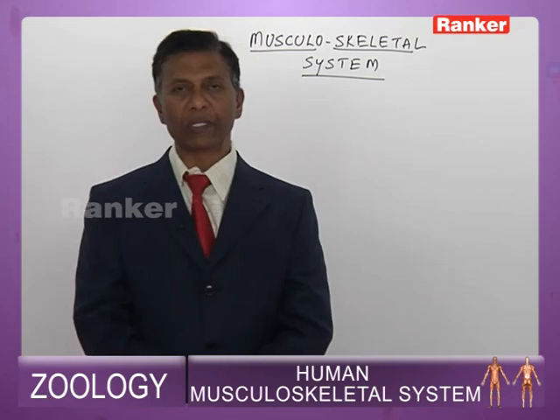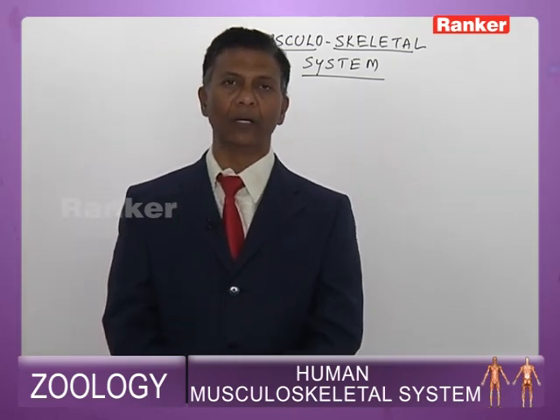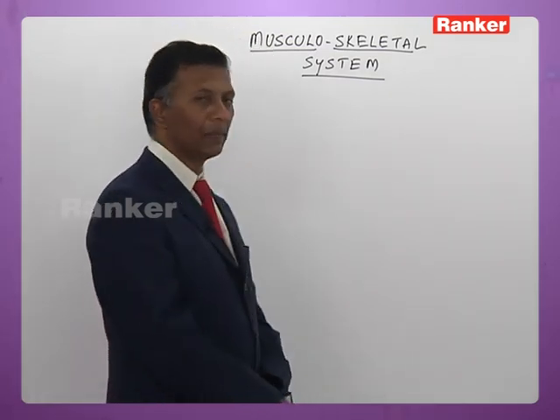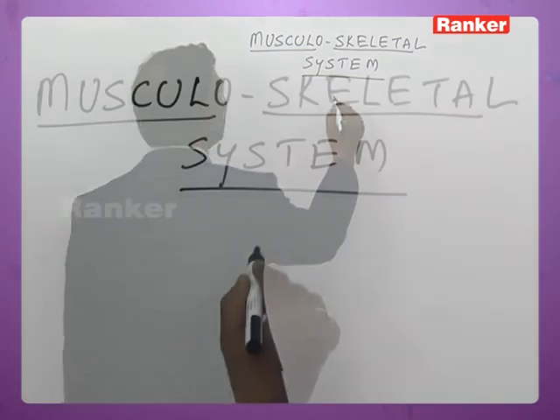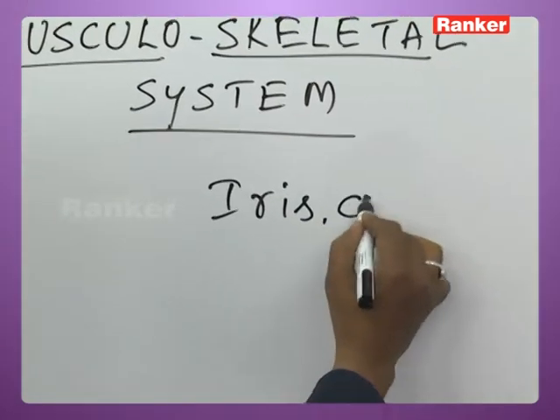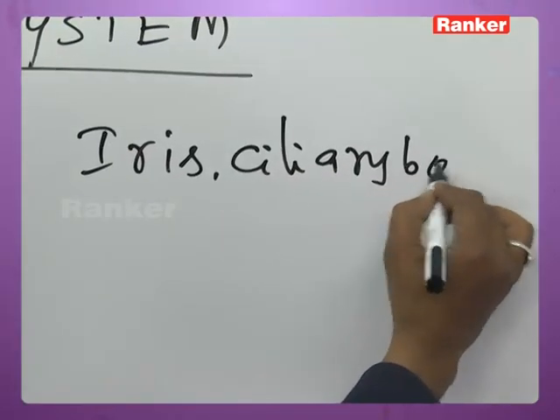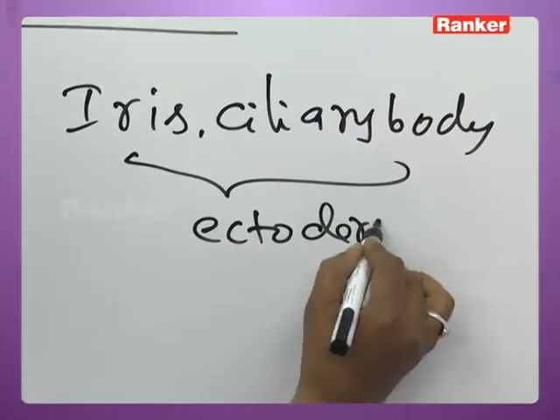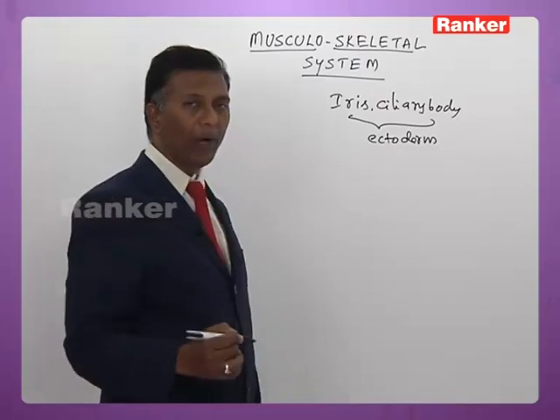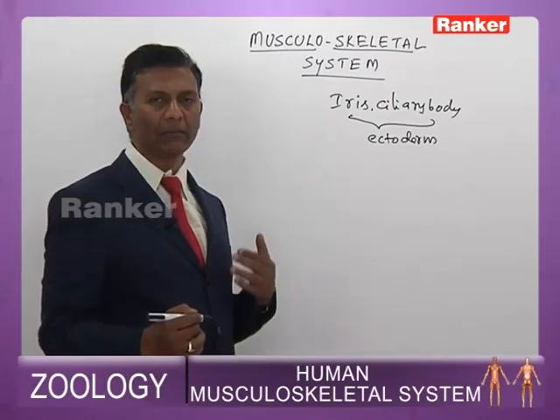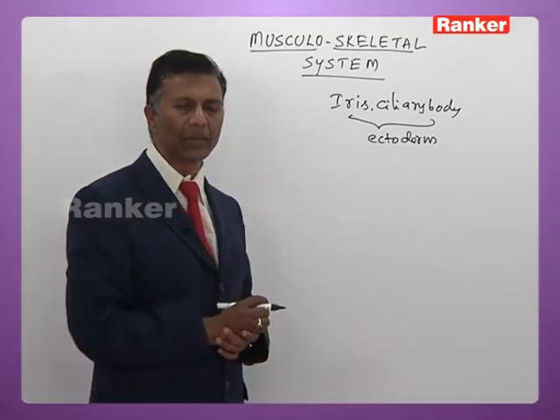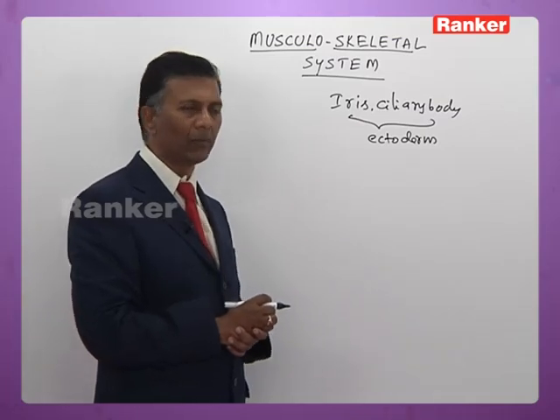Today's class, we shall talk about the musculoskeletal system with a special reference to the human skeletal system. You know very well that the entire muscular tissue originates from mesoderm except a few muscles. The muscles like iris and ciliary body, these two muscles originate from ectoderm. They are present within the eyeball, and the rest of the muscular tissue originates from mesoderm. Except these two muscles, the rest of the muscles in the human body originate from mesoderm.